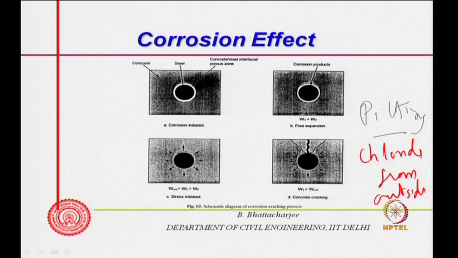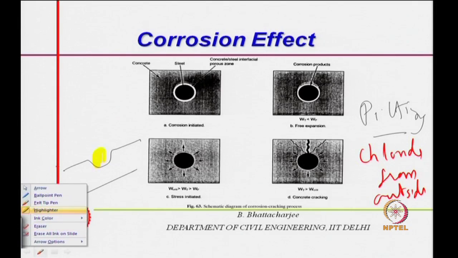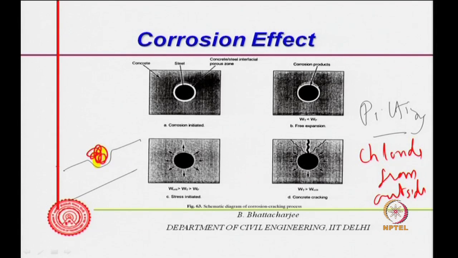Now, in pitting the mass loss is very severe. The rebar loses its dimension like this. As I showed earlier in one of the slides in the previous lecture, a lot of mass loss would be occurring here. So, if the chloride is coming from outside, the anode is localized, then it is pitting. Pitting is a local loss, and the dimension change will be very, very high. But in other cases, general corrosion.